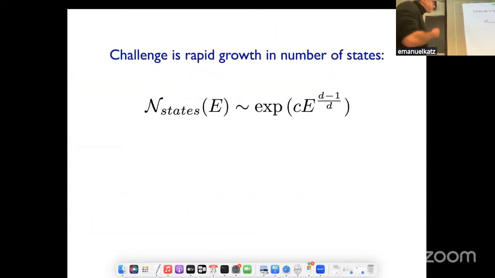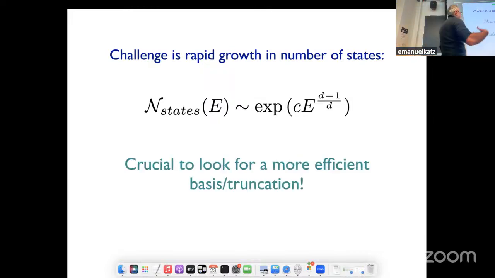All right. The challenge in this kind of method is that you're taking a large chunk of the Hilbert space and diagonalizing these large matrices, and the growth in the number of states is quite rapid. Here D is the space-time dimension, so you have a rapid growth. And so in some sense, it's important to find an efficient basis or an efficient truncation.